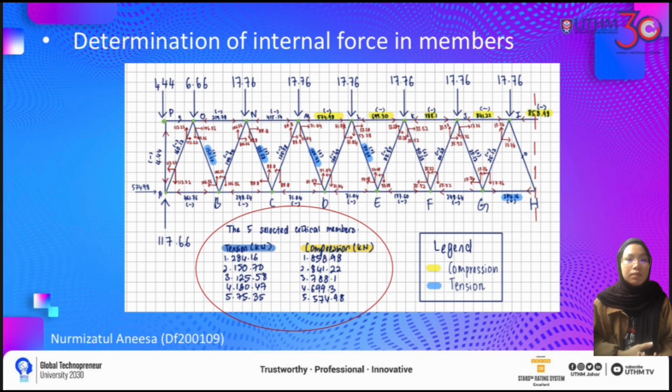As shown in the picture, the values highlighted in yellow indicate the compression members, and the values highlighted in blue indicate the tension members. From all the values of the internal forces in the members of our truss design, we took 5 selected critical members for each of tension and compression respectively. As shown in the picture, the circled values are the 5 most critical members for tension and compression that have been selected to design the steel and also the connection.